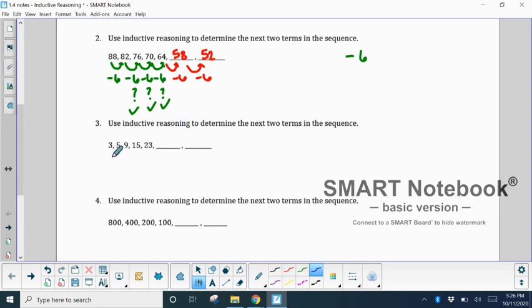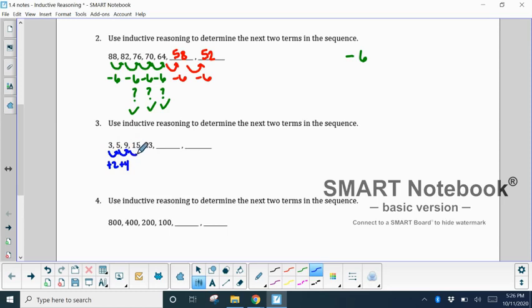Well, if I multiply 3 times any number, 3 times 1 is 3, but 3 times 2 would give me a 6, and that's too big, so it's not going to be multiplication here. So let's see what adding does. So 3 plus 2 would give me a 5. All right, well, 5 plus 2 does not give me 9. That would give me 7. So 5 plus 4 is going to give me a 9.